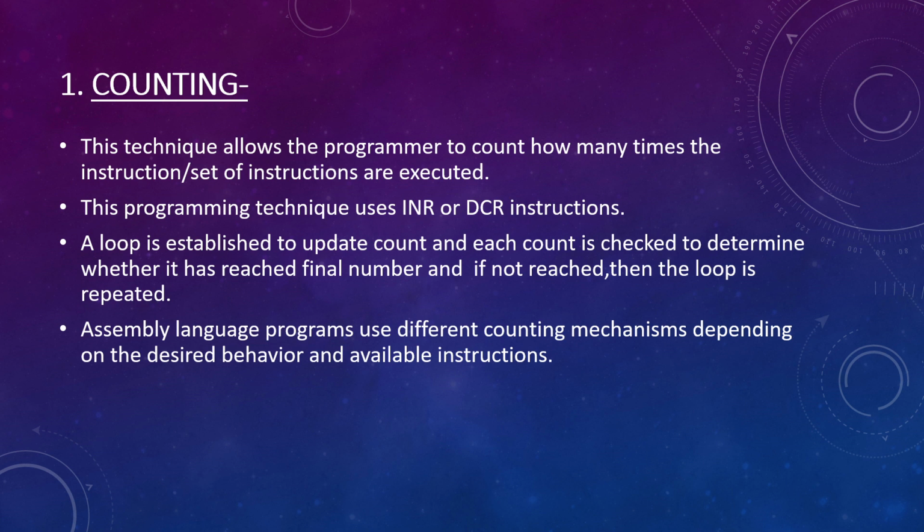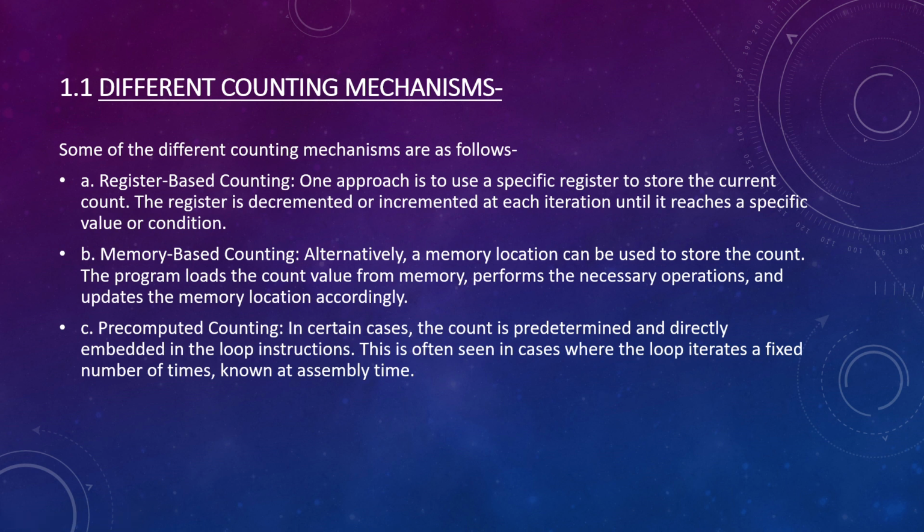Assembly language programs use different counting mechanisms depending on the desired behavior and available instructions. There are three different counting mechanisms. The first is register-based counting. In this approach, we use a specific register to store the current count. The register is decremented or incremented in each iteration until our specific condition or value is achieved.